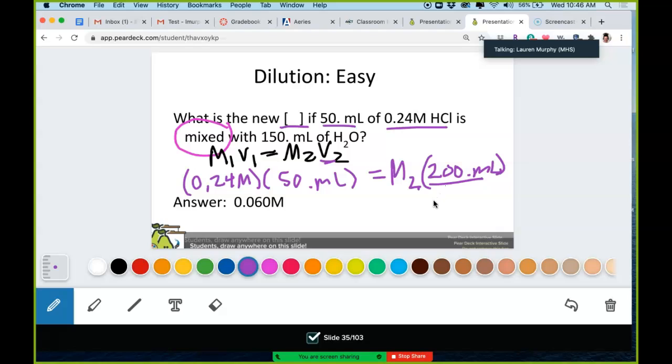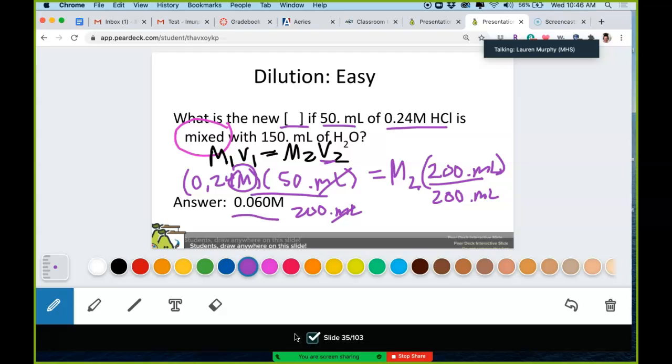So the math is very easy. You divide both sides by 200 milliliters. Milliliters cancel and you're left with molarity. And look, this is less concentrated, 0.060 molar. 2 sig figs, 2 sig figs, 3 sig figs. So this is multiplication and division, so we use 2 sig figs.